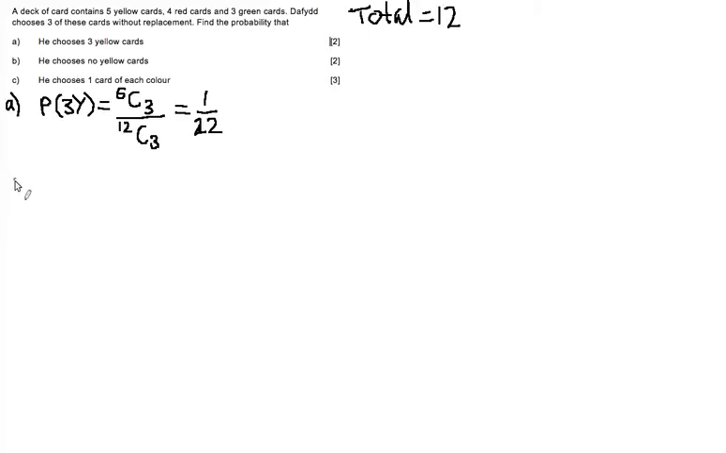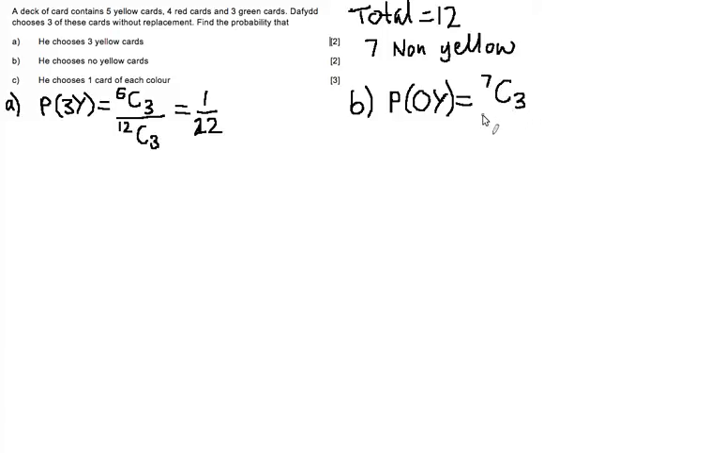Okay, so let's have a look at part B. Part B says, let's find the probability of having no yellow cards. So this is the probability of 0 yellow. Okay, so the way to think about this, don't worry about the combinations of red and green cards, it doesn't matter. What we think of here is actually there are 7 non-yellow cards. So what I'm thinking of doing here is I want to see how many ways I can pick 3 cards from the 7 non-yellows. So I do 7, choose 3.